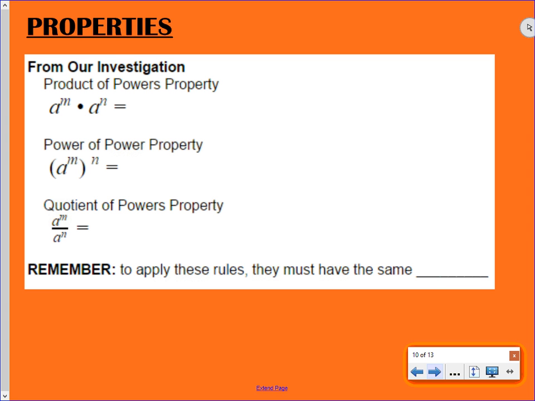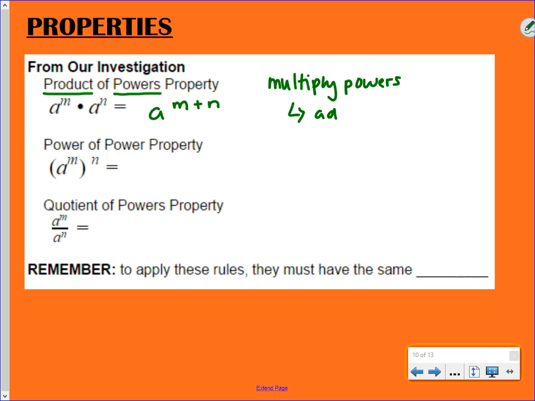All right, properties. From our investigation, what you did in class today, you should have discovered these things. Product of powers property. Products. When we're multiplying two powers together, we add the exponent. So a to the power of m times a to the power of n is going to be a to the power of m plus n. So if you multiply the powers, that means you're going to add the exponents.